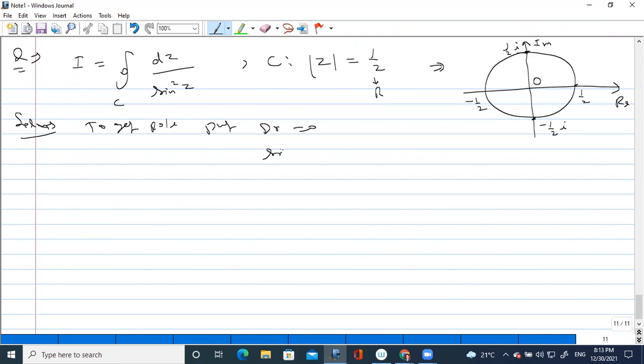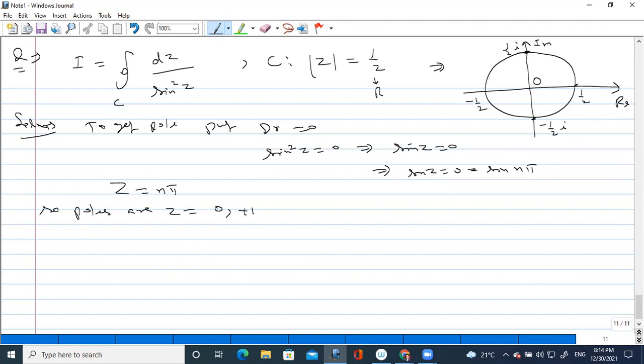the denominator equal to 0, sine square z equal to 0. It means sine z equal to 0. And sine z equal to 0 means it is sine n pi only, all will be 0. So it means z is equal to n pi. Okay. So n value will be 0, 1, 2, 3, so many. So poles can be 0, plus pi, minus pi, plus 2 pi, minus 2 pi. So many poles can be there.